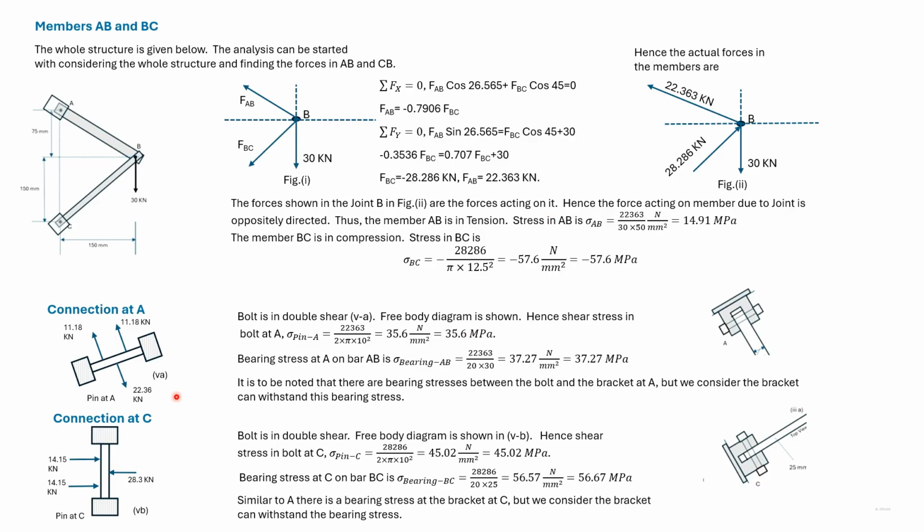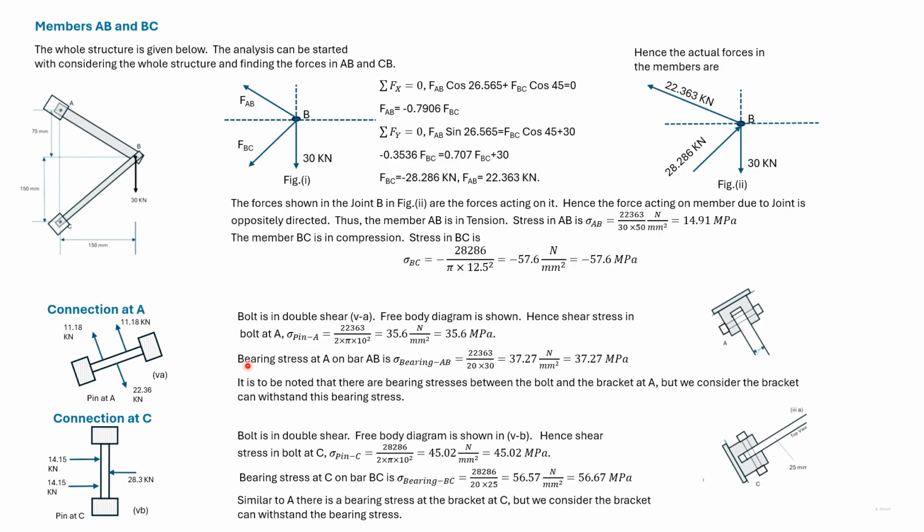The pin, in turn, exerts a force on the bar AB. So the diameter of the pin is 20 and the thickness of the bar is 30. So we get the bearing stress that acts on AB. We do not calculate the bearing stress that acts on the bracket at A.